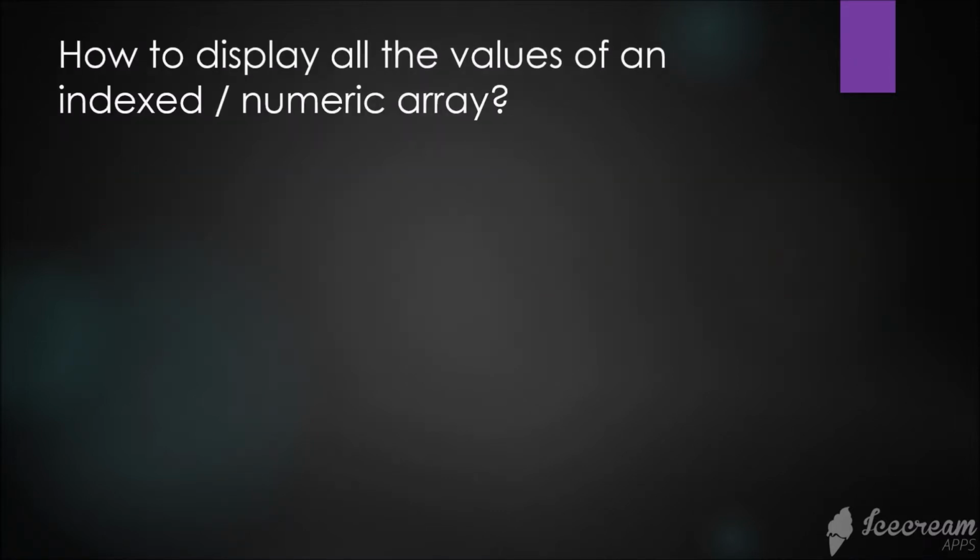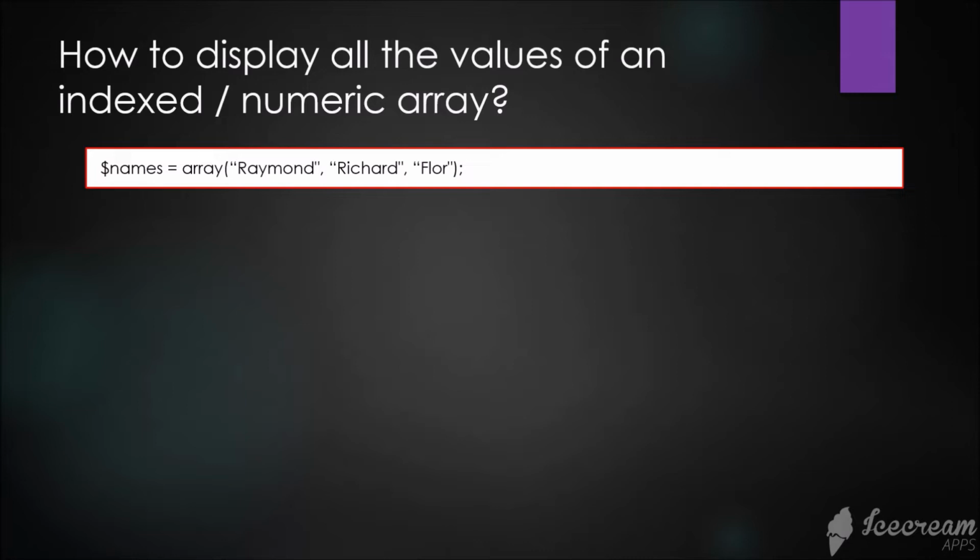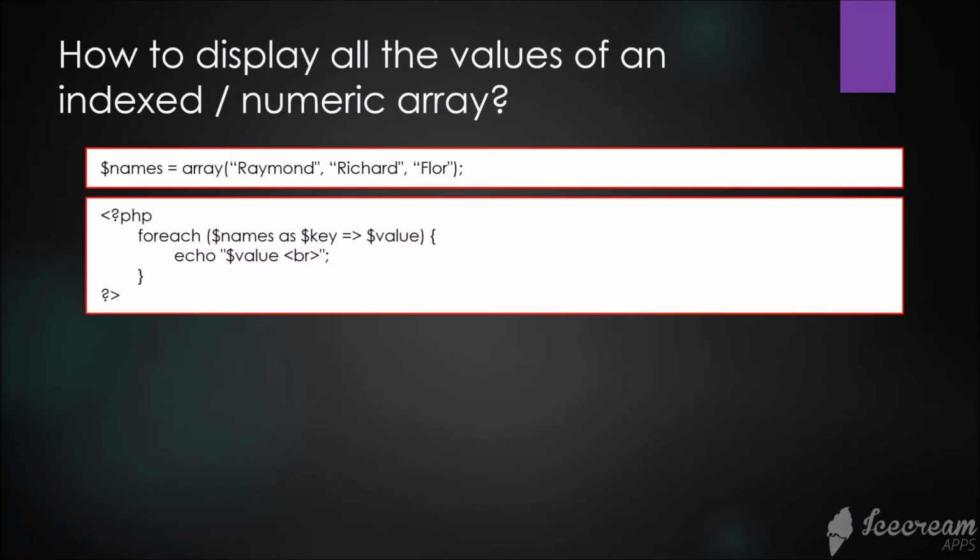Okay, next is how to display all the values of an index or numeric array. Okay, so we have our array here. Of course, we're going to use foreach for that, since foreach is intended for arrays. Okay, so here, this is the variable name. Then the key here is the index. And here the value is, of course, our items or elements. Okay, when it comes to key and value, you can change them to any variable name you want.